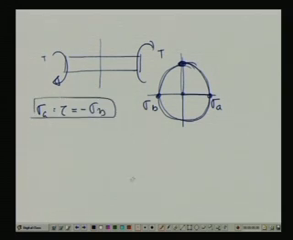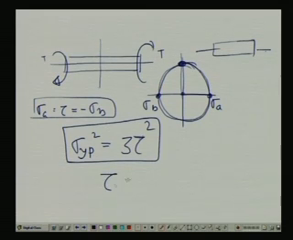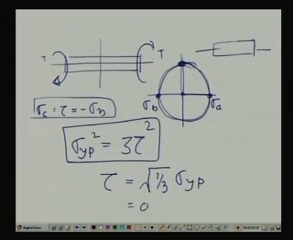If you put that result, we get sigma yield point squared equals 3 tau square. I am sorry, this is valid for pure torsion. By mistake I gave you a tension case, which we have already discussed earlier. So this particular value of tau comes out to be the square root of 1 by 3 times sigma yield point, and that is 0.577 sigma yield point.